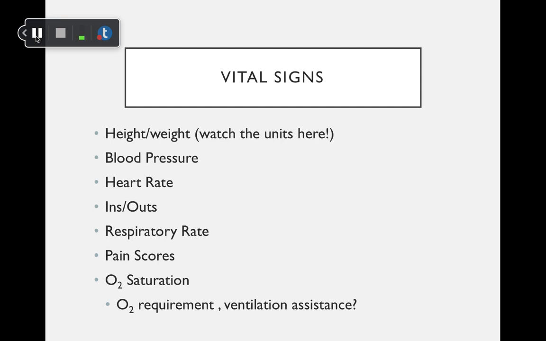Blood pressure, heart rate are obviously vital signs that we need to monitor. Ins and outs. This is something that honestly I wish we had more data to track, but unless your patient is in the ICU, the outs really are not measured that well. If you have that data, however, that can be very, very helpful in assessing your patient's clearance.